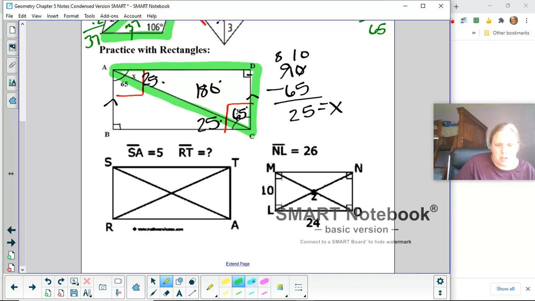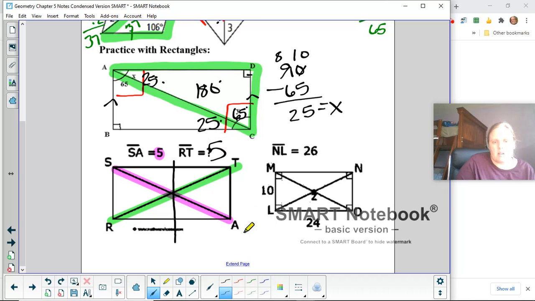Okay, next question. This one says, S to A is a length of 5. What is the length from R to T? Because we are working with rectangles, they are symmetrical. We could fold them right down the middle, everything would match up the same length. So that means RT's length is also going to be a length of 5.